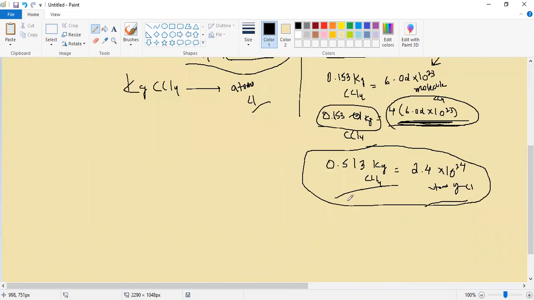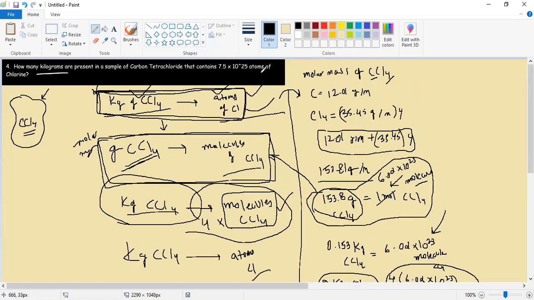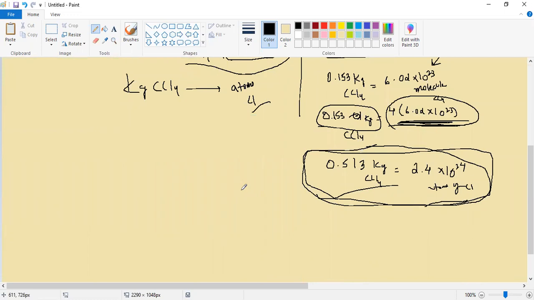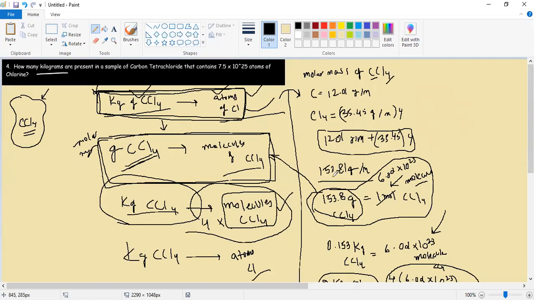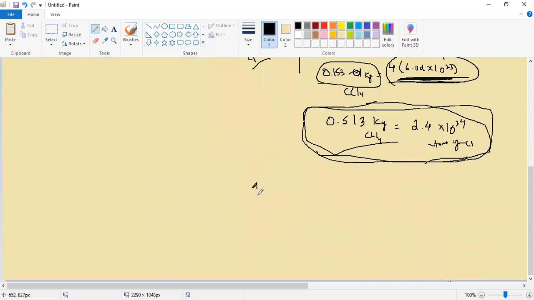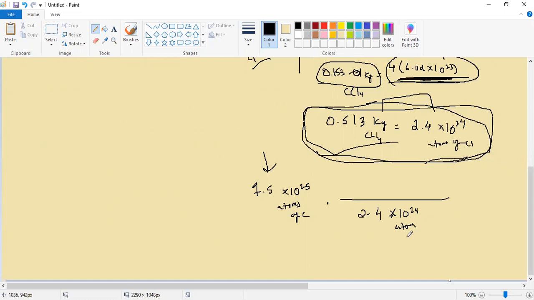And in order to find out how many kilograms, now that you have this conversion factor, you can use it in a way that's convenient to get your atoms of chlorine. It's asking how many atoms, so 7.5 times 10 to the power 25 is essentially how many atoms of chlorine are in the compound. And if you multiply that by one of your conversion factors that will help you cancel out, you have atoms of chlorine here and kilograms here. And if you do the math, you'll come to 4.781 kilograms.